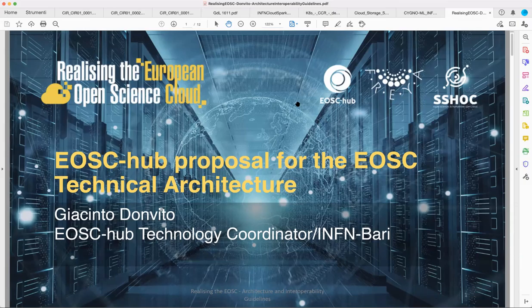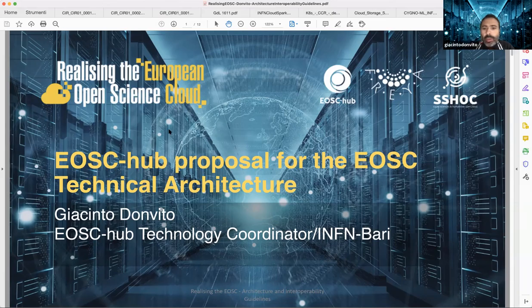And he is also work package leader in different national infrastructure projects with the aim of implementing distributed computing platforms for scientific applications in physics, ELIXIR, LifeWatch. So please, Giacinto.